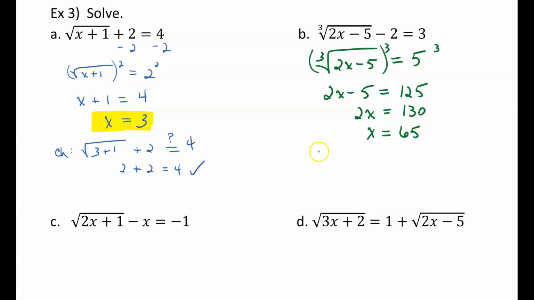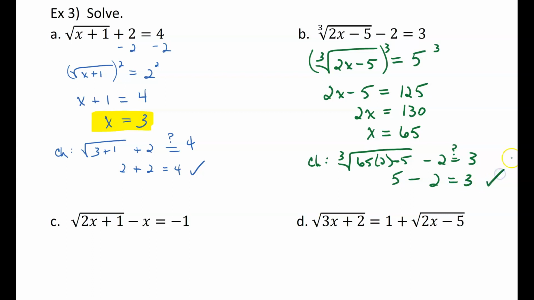And again, I'm going to do a quick check to make sure that we did this correctly. Cube root of 2 times 65 minus 5, minus 2 on the outside, and we're checking to see, does that indeed equal 3? So we have 130 minus 5 is 125. Cube root of 125 is 5. 5 minus 2 does indeed equal 3. It checks out. And so our solution is x equals 65.